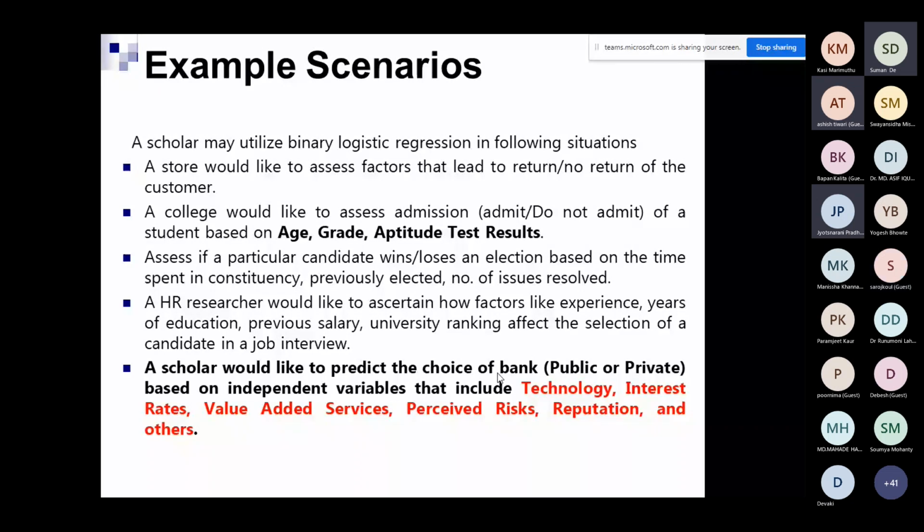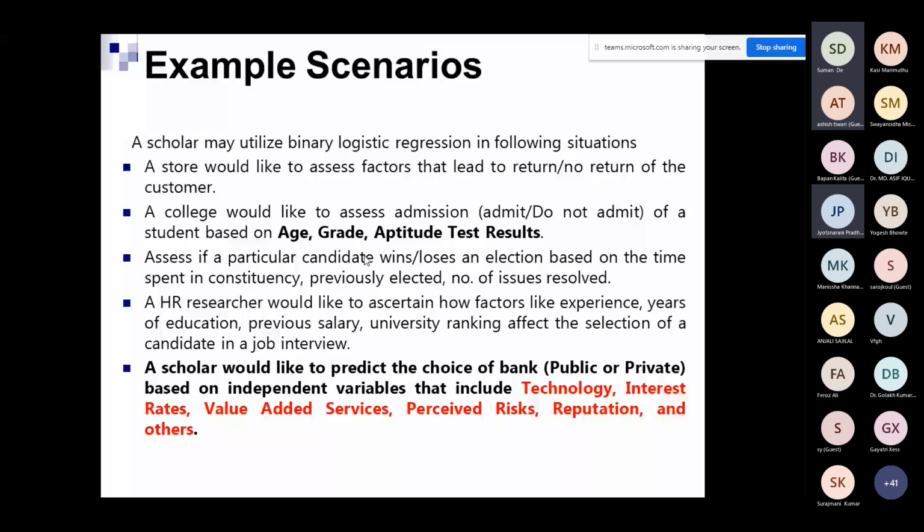Then college students: one would like to assess college admission based on the student's age, grade, and aptitude test results. Based on these attributes, we can predict whether the candidate will be admitted into the college or the school or not admitted.